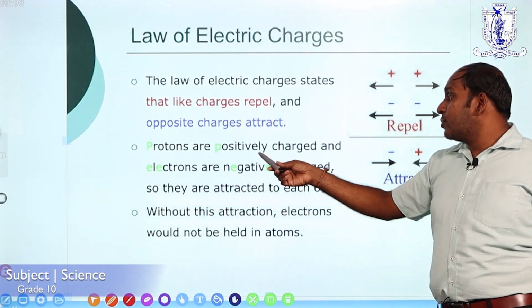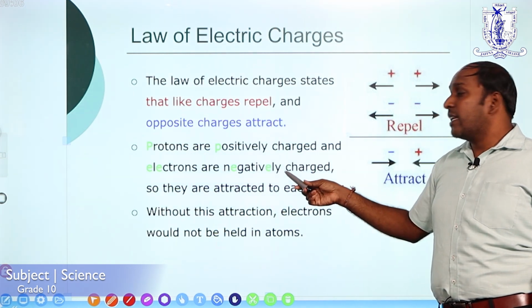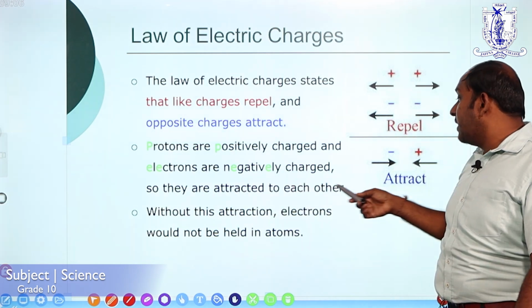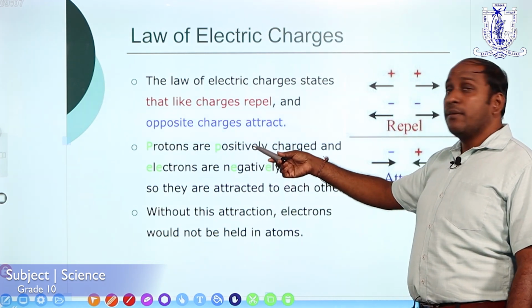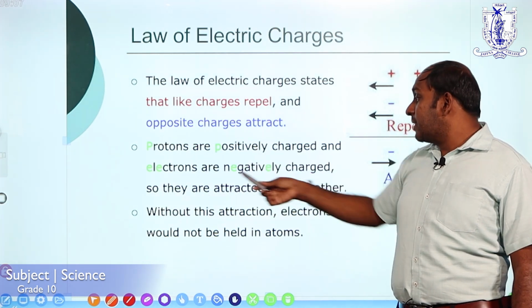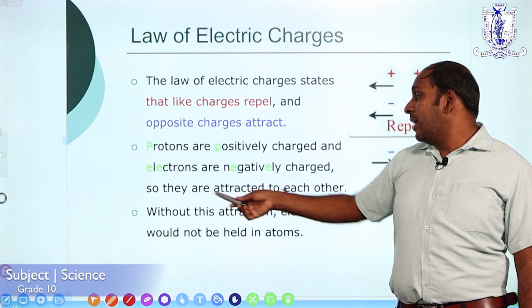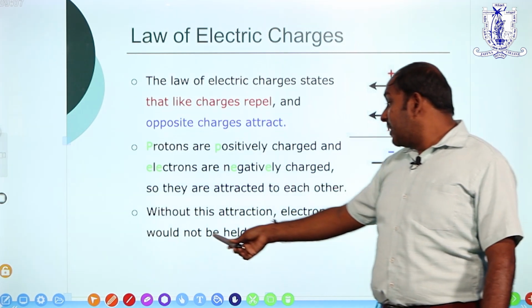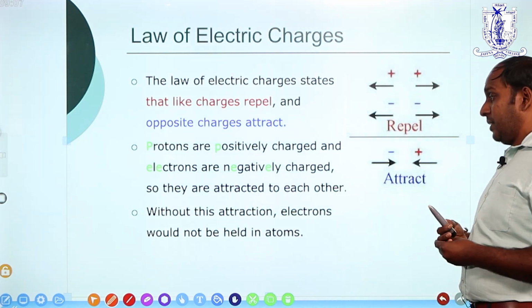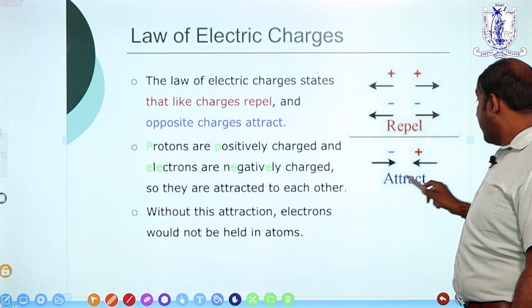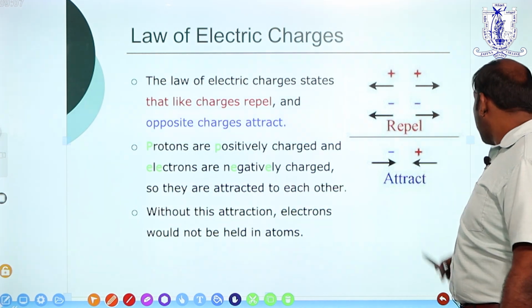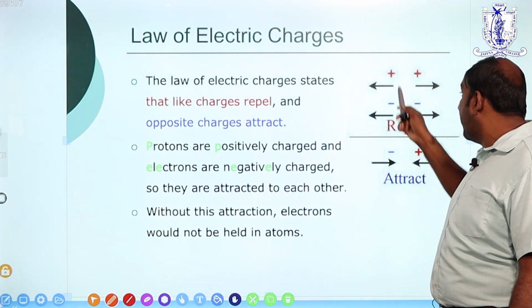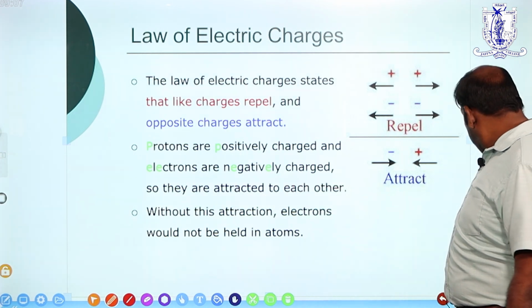The protons are positively charged and the electrons are negatively charged, so they attract each other. Without this attraction, electrons would not be held in atoms. Here, unlike charges attract and like charges repel.